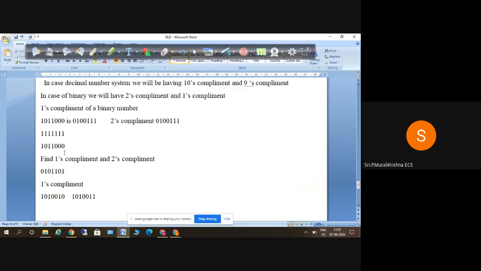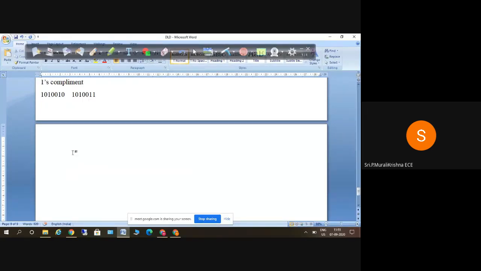Okay, so we got the 1's complement by subtracting the given number from all the ones. Coming to 10's complement and 9's complement, first of all, I'll start with the 9's complement. Find the 9's complement of 1 2 3 9 8.